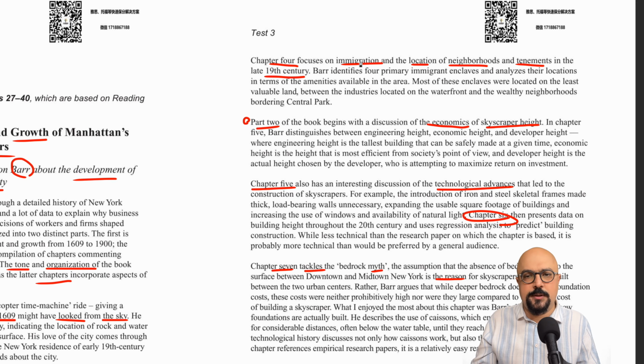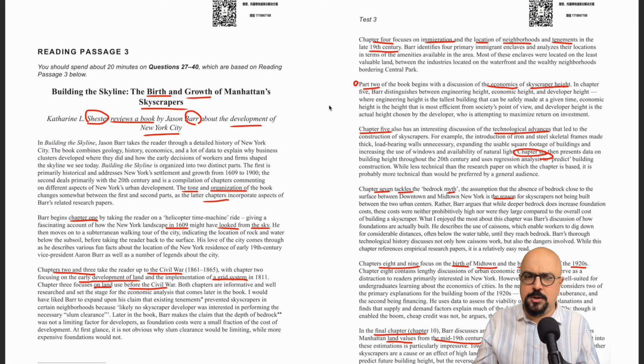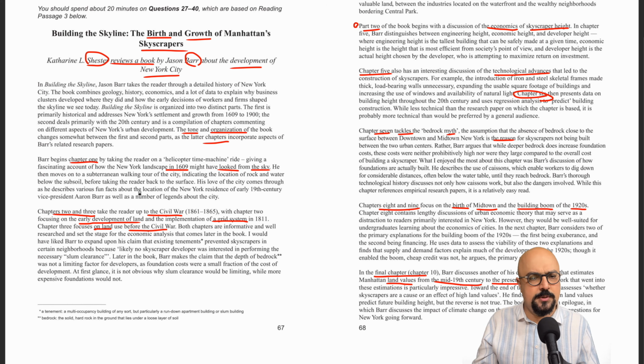Barr identifies four primary immigrant enclaves and analyzes their location in terms of the amenities available in the area. Most of these enclaves were located on the least valuable land between the industries located on the waterfront and the wealthy neighborhoods bordering Central Park. Okay, what are the options we have?